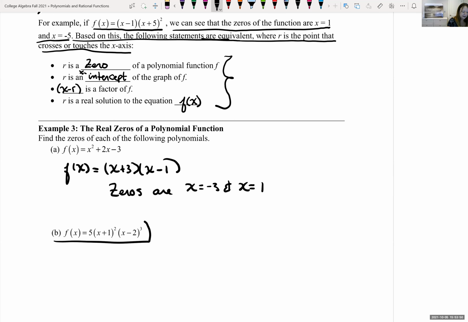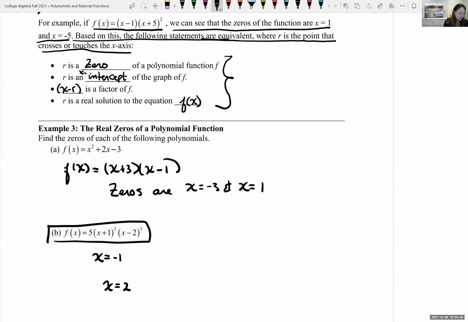If we look at this, it's already factored for us. 5 is never equal to 0. x plus 1 is 0 when x is -1. And x minus 2 is 0 when x equals 2. Notice that we have some exponents on those factors. And so if we have a factor that has an even exponent, we say that it has even multiplicity. And if it has an odd exponent, it has odd multiplicity. And then we'll talk about multiplicity in a second.